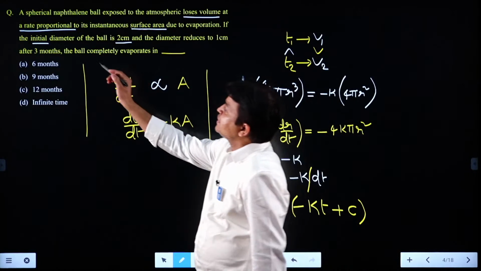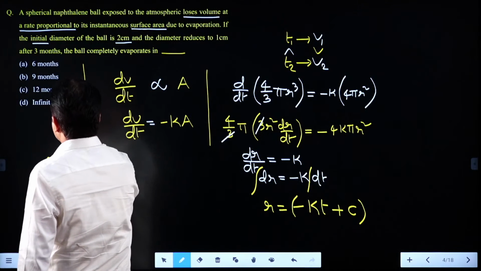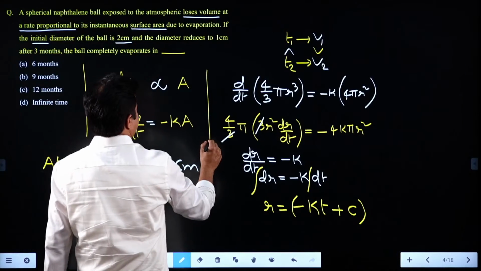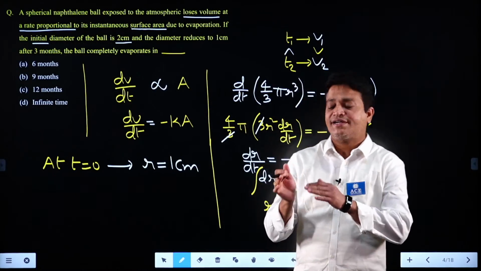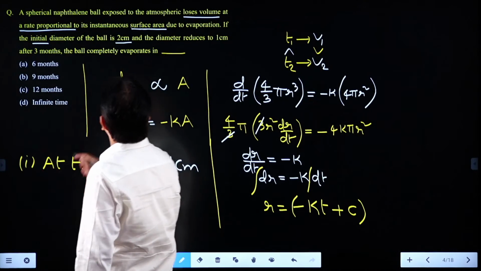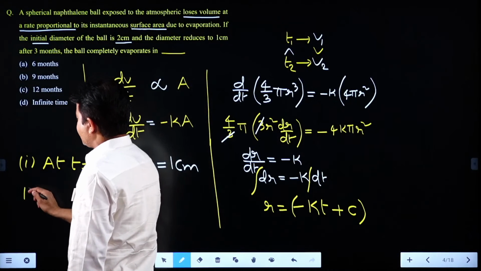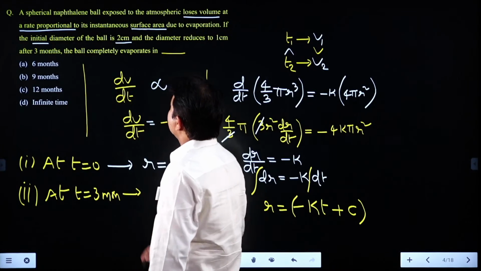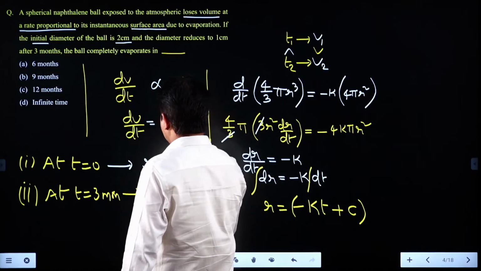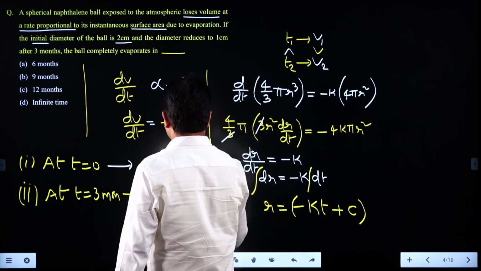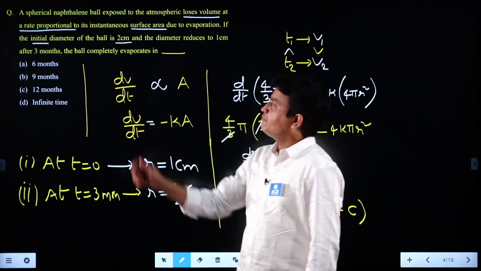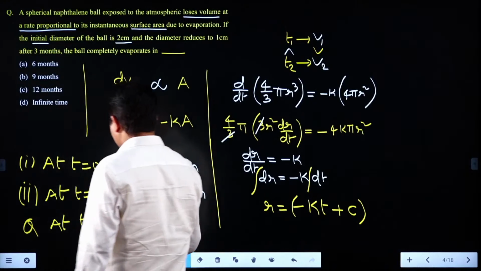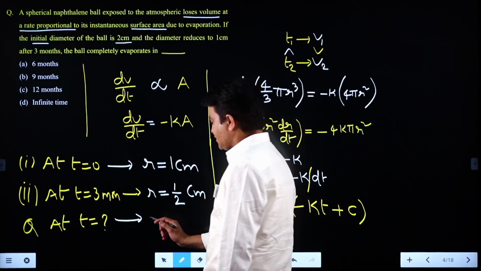Now, according to the data, the initial diameter of the ball is 2 centimeters, which means at time t equal to 0, diameter is 2 centimeters, then radius is 1 centimeter. So, those conditions we are putting in terms of r and t. So, this is the first condition. Reduces to 1 centimeter after 3 months. That means the second condition: at time t equal to 3 months, diameter reduced to 1 centimeter means radius is 1 by 2 centimeters or 0.5 centimeters. Our question is, the ball completely evaporates at what time? That means the problem is, at t equal to question mark, the ball completely evaporates means r becomes 0.